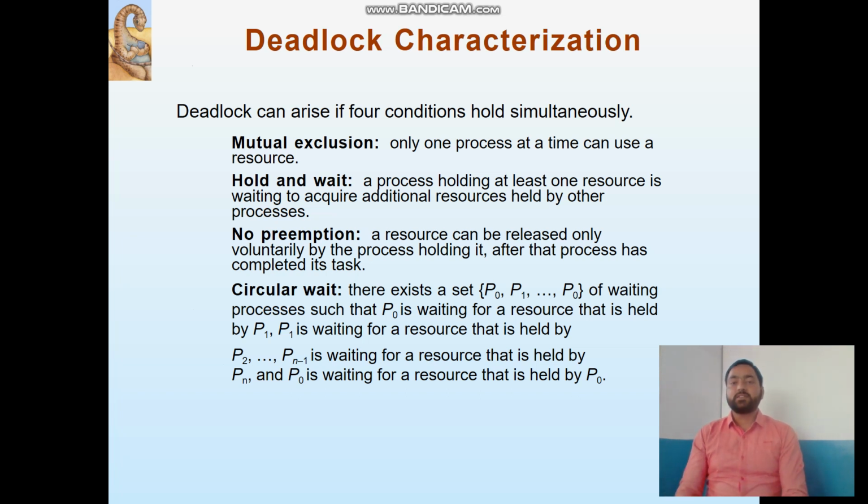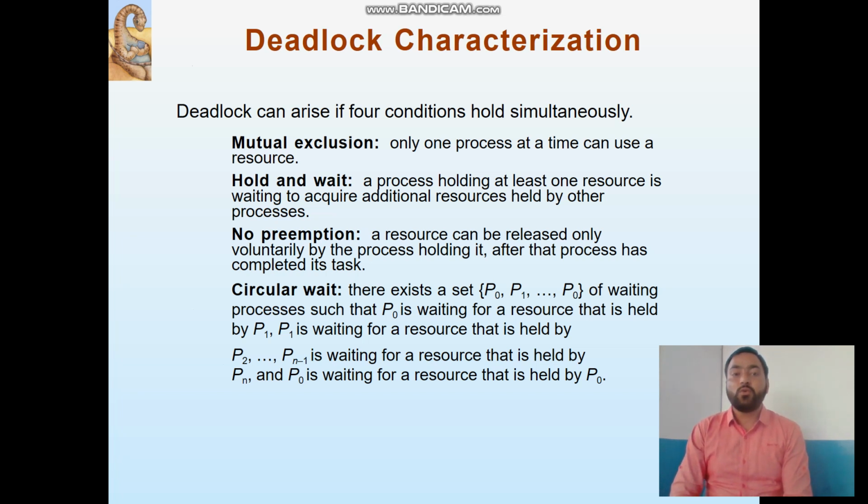The second condition is hold and wait. This is a condition in which one process is holding a particular resource and is in need of another resource for its completion, but it doesn't get that resource. So it is holding a resource which cannot be used by any other process, and it is requesting a resource which is acquired by some other process. So that is called hold and wait. It is holding a resource and waiting for another resource to be acquired for execution. So that is the hold and wait condition.